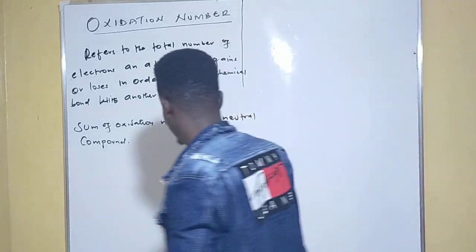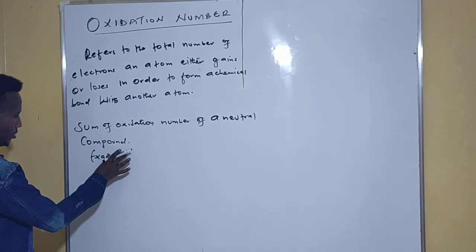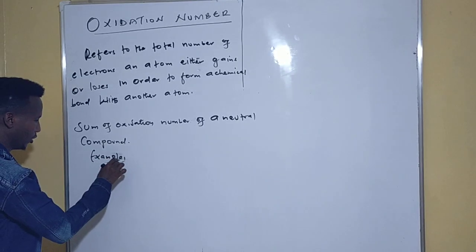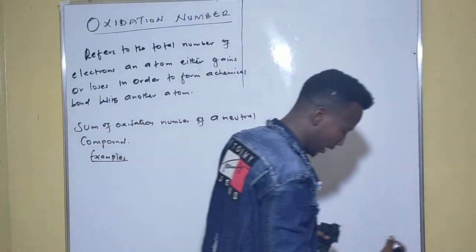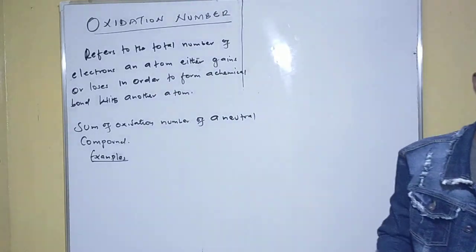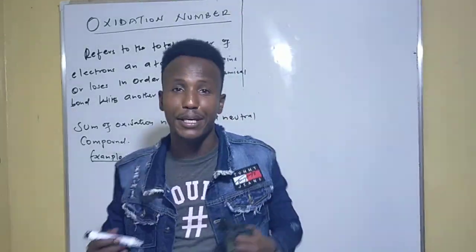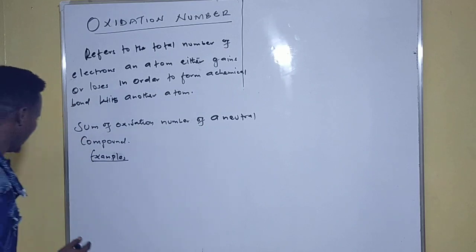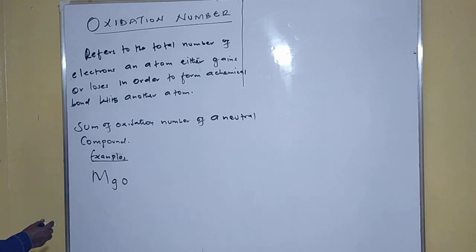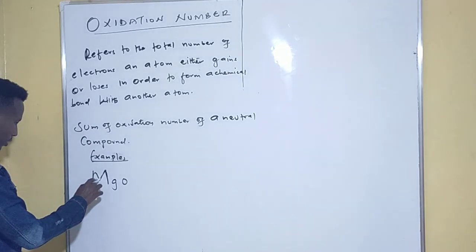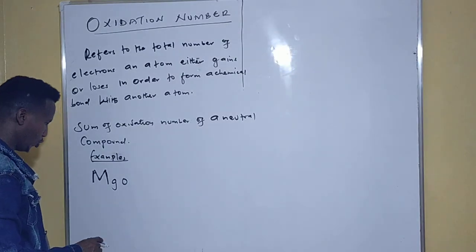So let's see examples so you understand better. Okay? What's a compound first? A compound is a combination of two or more elements which are chemically combined. Chemically combined, okay? So let's take magnesium oxide. This is a combination of magnesium and oxygen, okay? Combination of magnesium and oxygen.